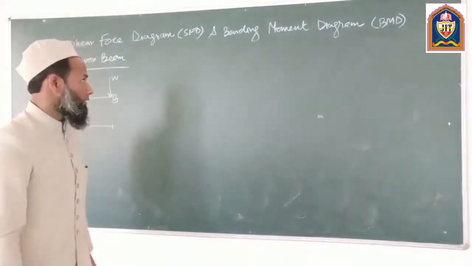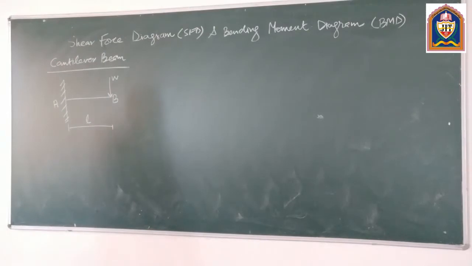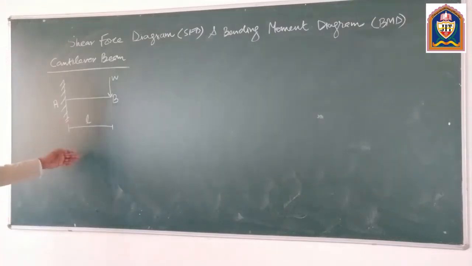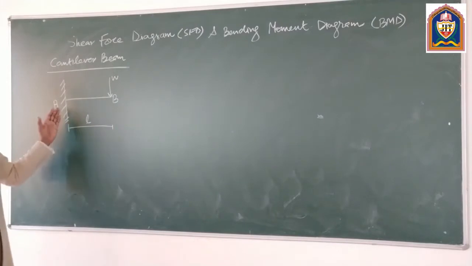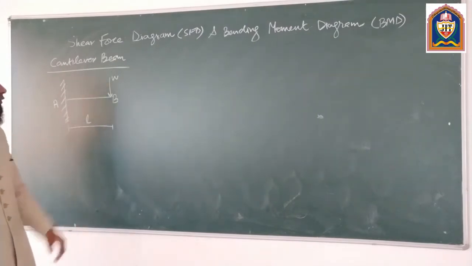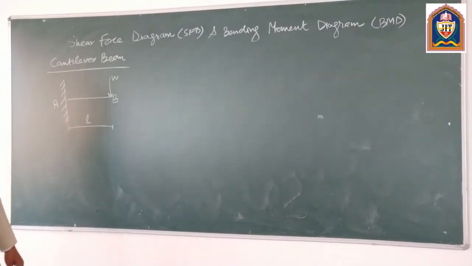So now we will be discussing the shear force diagram and bending moment diagram. So first of all, we will take up the example of a cantilever beam. So as you are seeing, this is a cantilever beam. One end is fixed and the other end is free, and the span of the beam is L. And a load of W kilonewton is acting at the free end at point B.